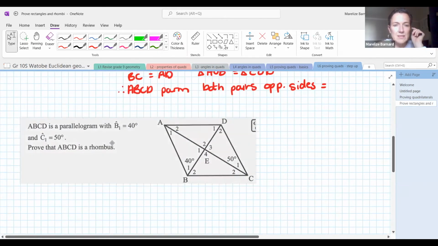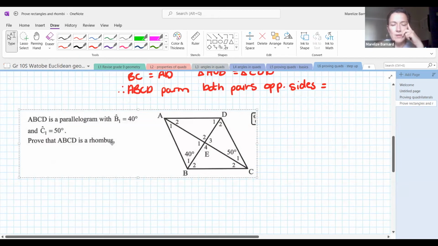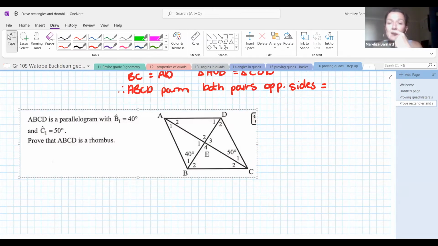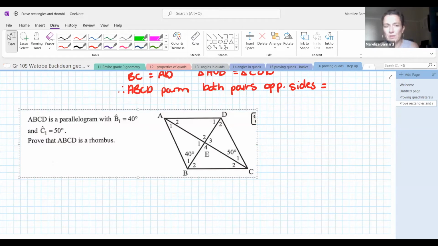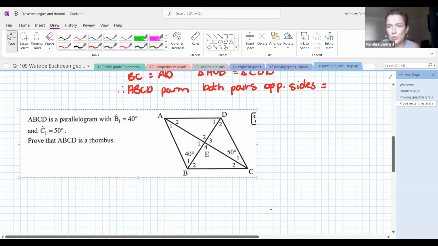So ABCD is a parallelogram with angle B1 equal to 40. Okay, so it tells us that this is a parallelogram. Now we have to prove that it is indeed a rhombus. So what are we looking for if we want to prove that this is a rhombus? Which characteristic or characteristics would we need to prove if we want to conclude that it's a rhombus?